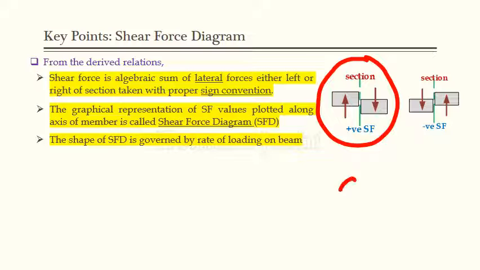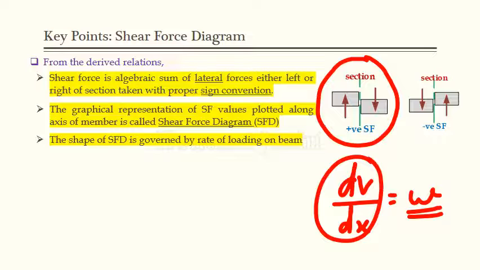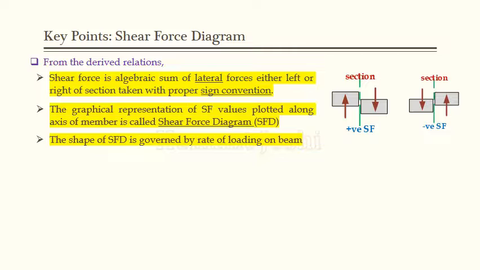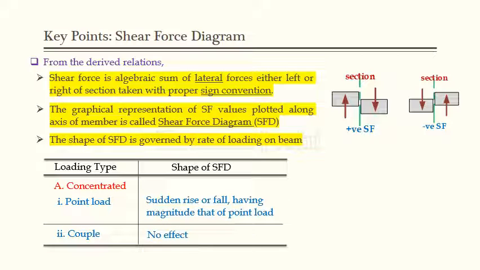Definitely, because we have one relation derived, that is dV by dx is equal to the rate of loading. So definitely, depending upon the rate of loading, the shape of the shear force diagram varies. How it actually varies, we are going to see now one by one. Basically, if I think about the loading, there are two types: one is concentrated load and second is distributed load. So focus one by one. In concentrated load, there are two varieties again: one is a concentrated point load, or second is a couple acting at a point.